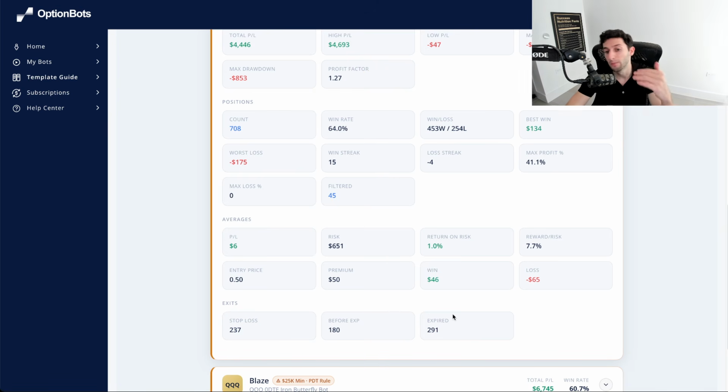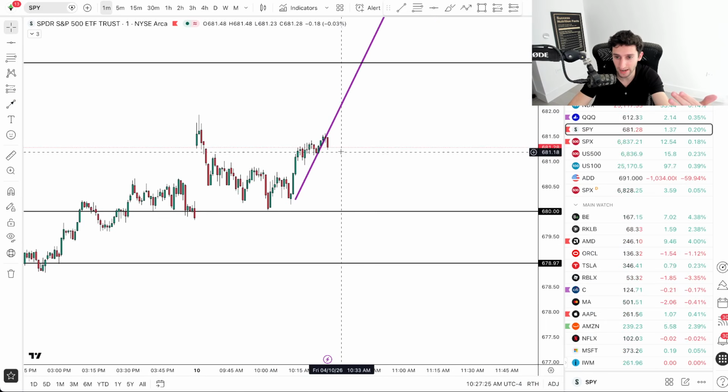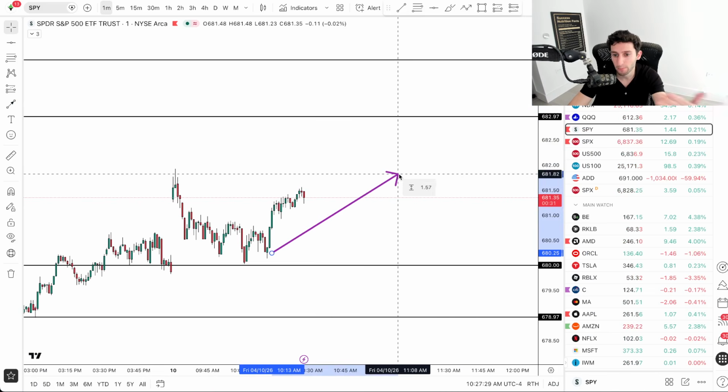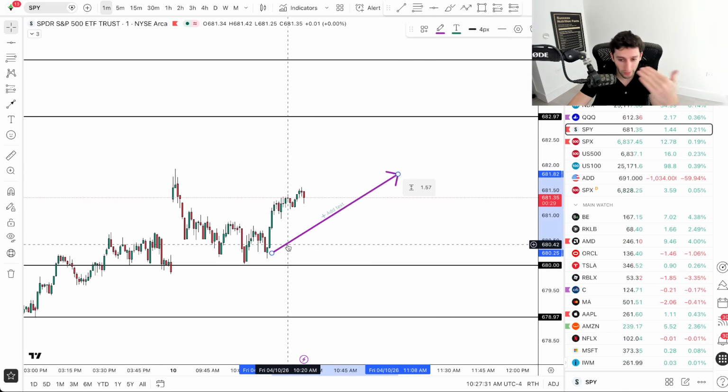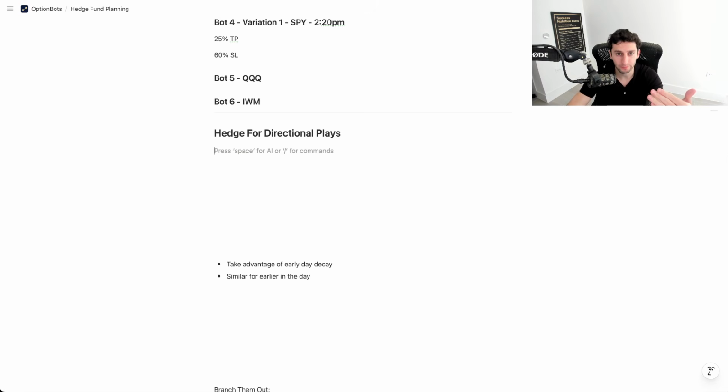And again, both of these, even though they're hedged, can make money for us at the same time, right? If the market simply does nothing and stays in between these two levels, then both of these are also going to make money. So while it is a hedge, they can also make money at the same time. But obviously that's the goal for the directional plays.